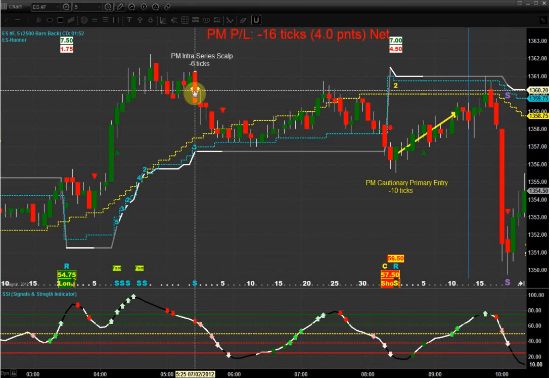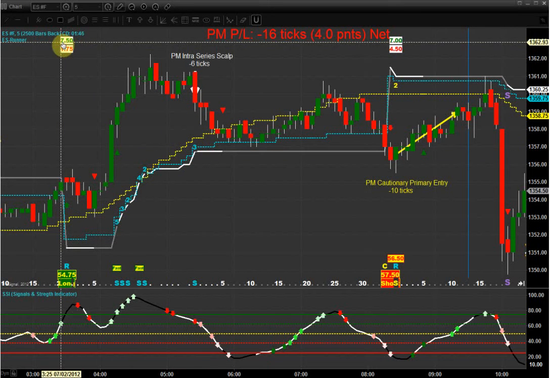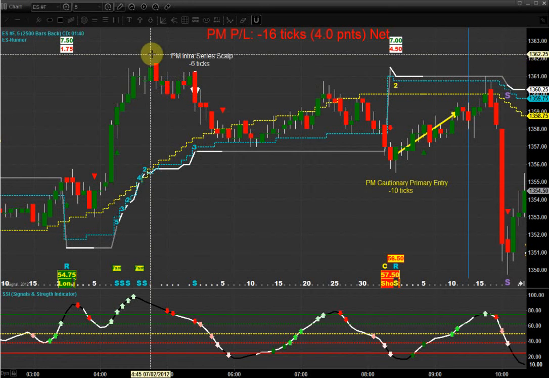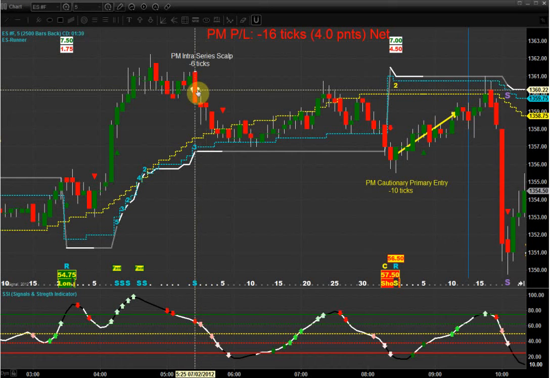There was a scalp here that was taken. It fit the rules of what's called an intra-series scalp. But intra-series scalps later into a move that are over 7 points, 7 to 8 points, become dangerous. Plus, this intra-series scalp would have gone up against daily highs. Not the best trade to take, but nevertheless, it was a losing trade based on the rules.